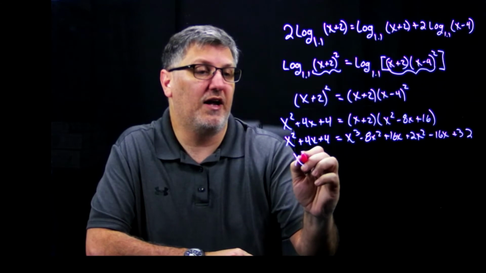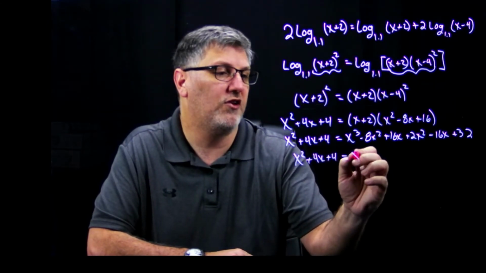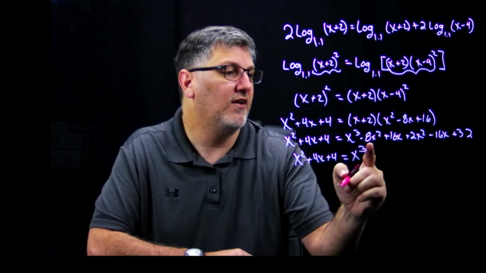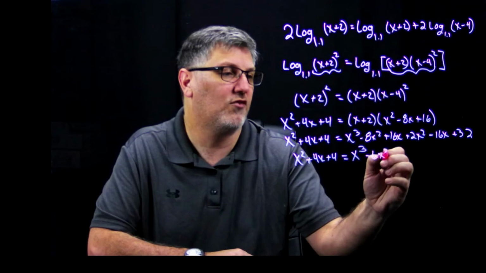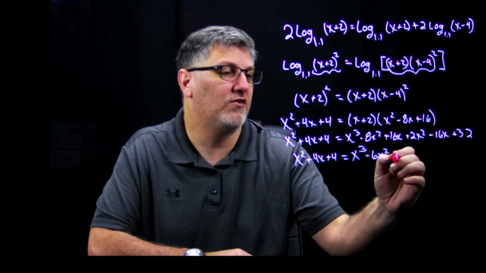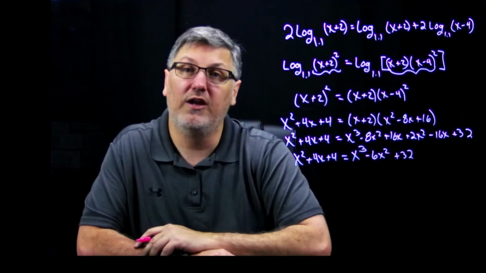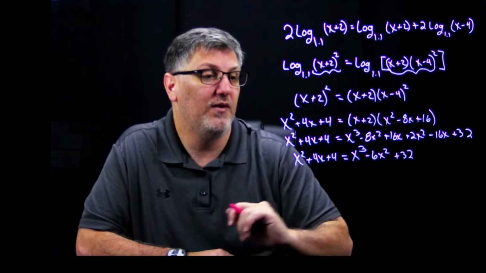So I've got x squared plus 4x plus 4 equals, well, I only have 1x cubed. I've got a negative 8x squared and a positive 2x squared, so this is negative 6x squared. I have a 16x minus 16x, so that goes away, and I have plus 32. Now all I need to do is get this set equal to 0, so I'm going to subtract all of this and bring it over here.